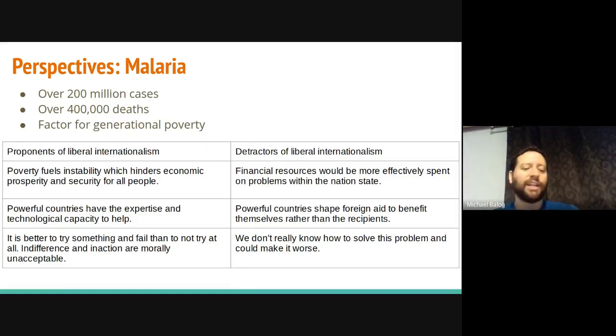Now, the other side of it is, look, powerful countries have the expertise and the technological capacity to help. And you might say, well, although mosquito nets are useful and they help reduce the incidence of malaria, they haven't eliminated malaria. And look at something like smallpox. We eliminated smallpox because powerful countries developed vaccines, they gave that technology to other developing countries, and now we don't have to deal with smallpox. All right. The other part of it is, there's a lot of hubris. People think they can solve problems, and sometimes they just create new problems.